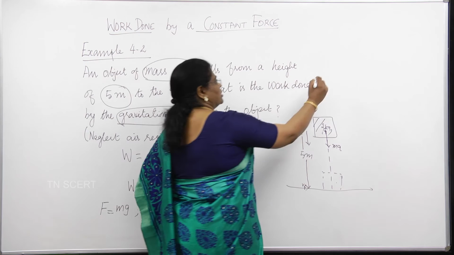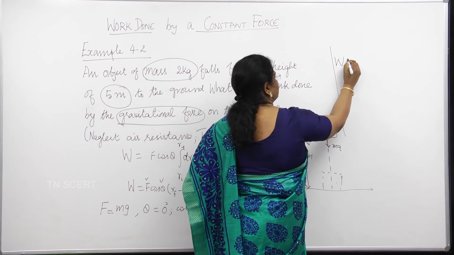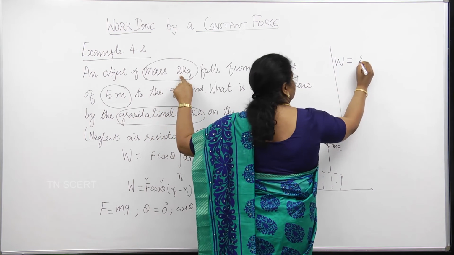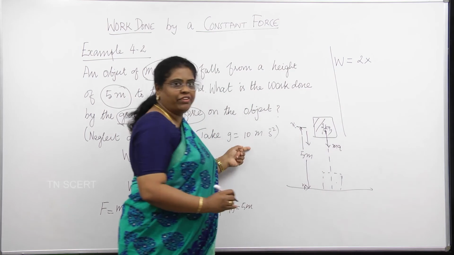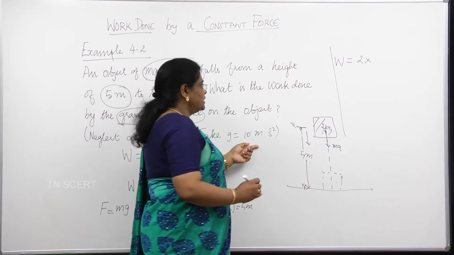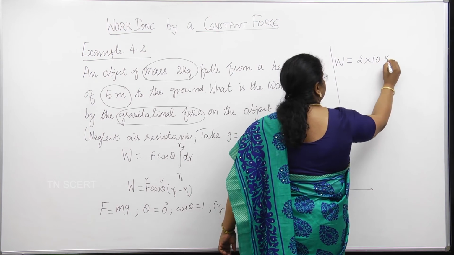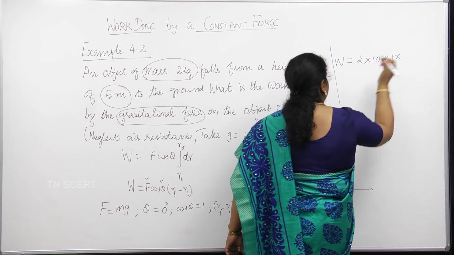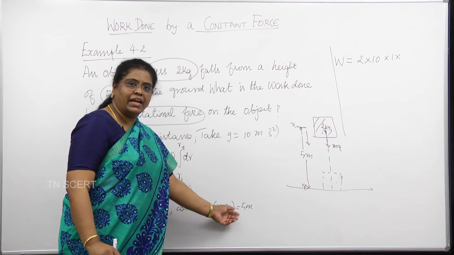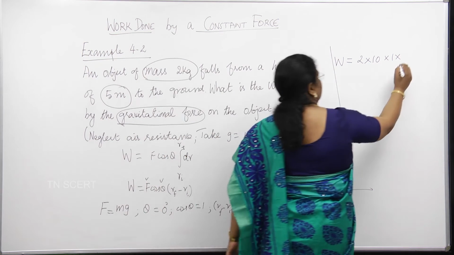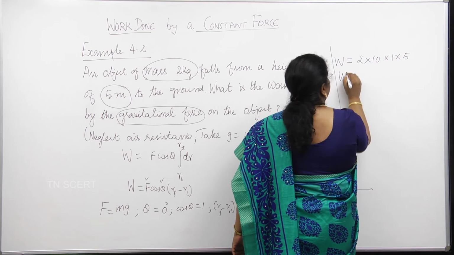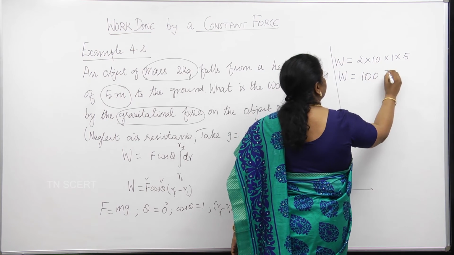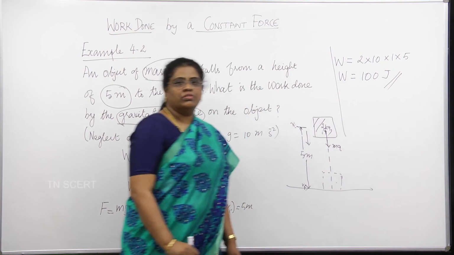W is equal to mg, F is mg. What is m given? 2 kg. What is g? g is also given here, which is 10 meter per second square. So, 2 times 10 into cos theta, which is 1. Cos theta is 1. And what about your displacement? Rf minus Ri is already given as 5 meters, and that's all, 5 meters. So, what is this? 100 joules. Do not forget to put the unit as joule, 100 joule.